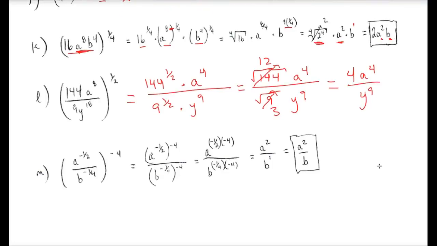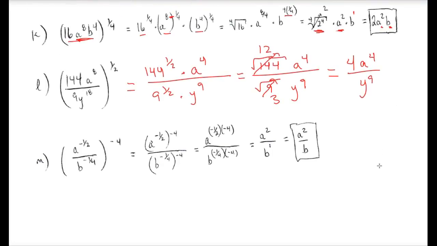Okay. And of course, our next example that's here, we see that we have a raised to the negative 1/2, all that raised to the negative 1/4, so we can multiply these exponents together and get a raised to the positive 2, since a negative times a negative is a positive. And the same deal with the denominator: b raised to the negative 1/4, all that raised to the negative 4. Of course, multiply the exponents, we have b raised to the positive 1. And so we just end up with a squared divided by b as our final answer there.